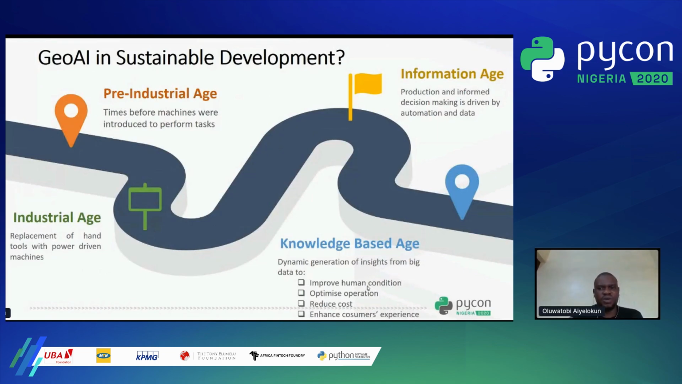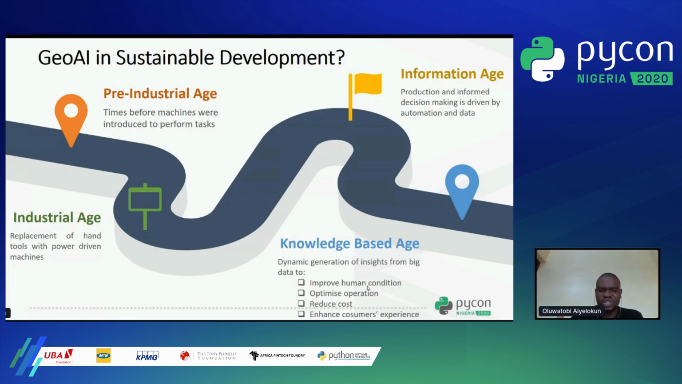How can we leverage Python for sustainable development? In those days we started with the pre-industrial age, times before machines were introduced to perform tasks. Later on, we moved to the industrial age, where we replaced handheld tools with power-driven machines. Now we are in the information age, where we use data. Data drives our decisions. We are generating so much data. In the future, we are going to be working in a knowledge-based age.